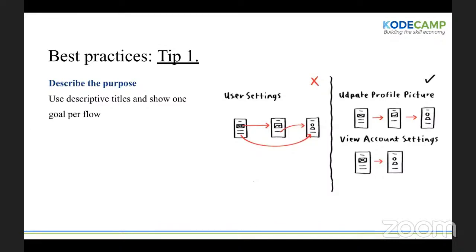So it's very good to describe the purpose. This is what this flow is about. This is what this particular page in this flow is about. So we have, for example, here the update profile picture. You can see that we have this first page leading to the next page and then leading to the next page. This could just be a schematic diagram of what my users are going to do if they want to update their profile picture.